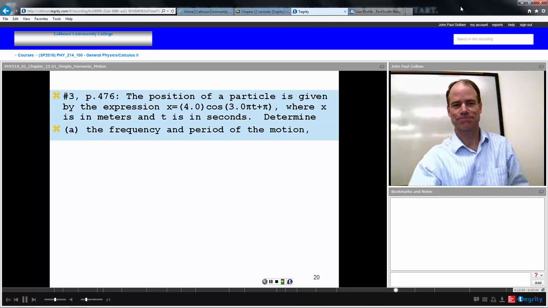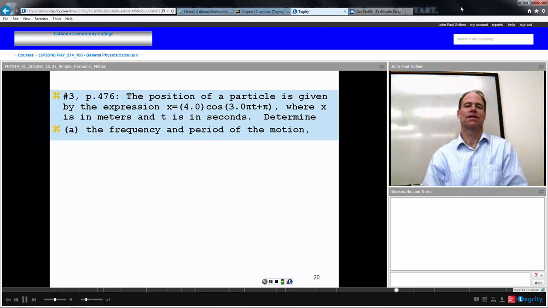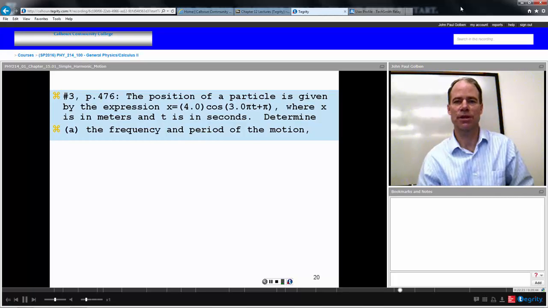Great. Let's try another one. The position of a particle is given by the expression x equals 4 cosine(3 pi t plus pi), where x is in meters and t is in seconds. Determine the frequency and period of this motion.